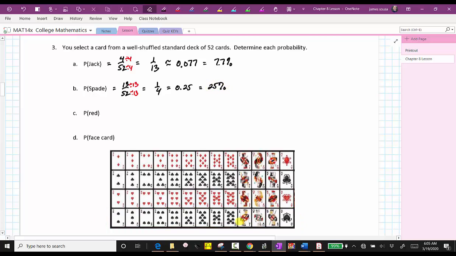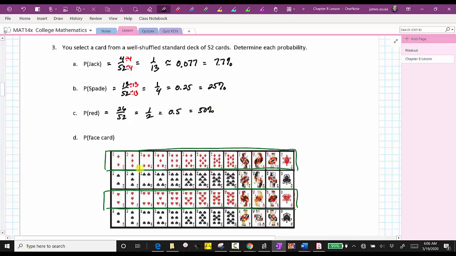Next, we want to determine the probability that if we select one card, the card is red. Well, all of the diamonds are red. There's 13 of those. All of the hearts are also red. There's 13 of those. So there's a total of 13 plus 13 or 26 favorable outcomes out of a total of 52. The probability is 26 divided by 52, which simplifies to 1/2. Notice how we circled or boxed half of the cards from the deck. As a decimal, we have 0.5. As a percentage, we have 50%.